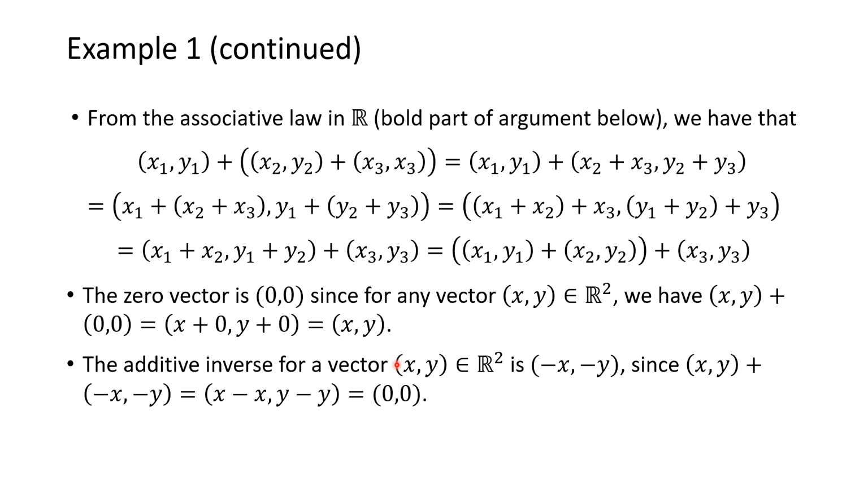The additive inverse is equally easy. We just take the negative of each component of our vector x, y. So we have x, y plus minus x, minus y. We get x minus x, y minus y, but these are real numbers. And we know that when you have a real number minus itself, it's 0. And so we get 0, 0.